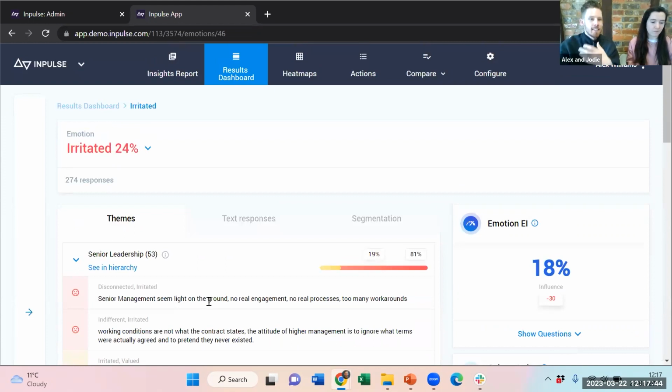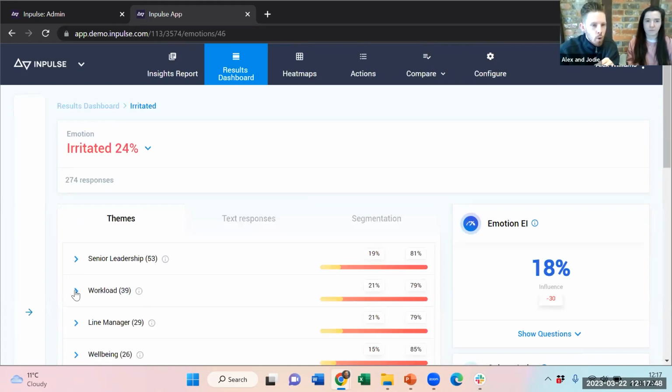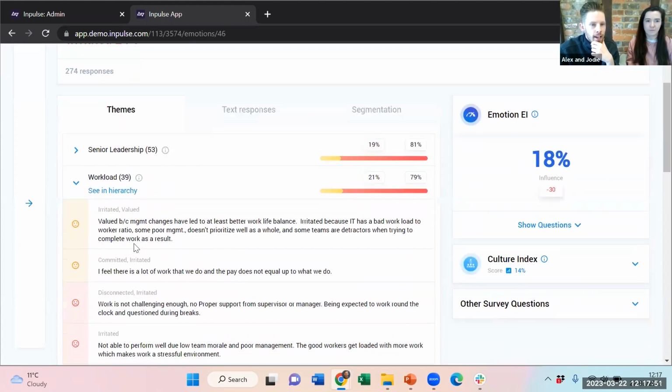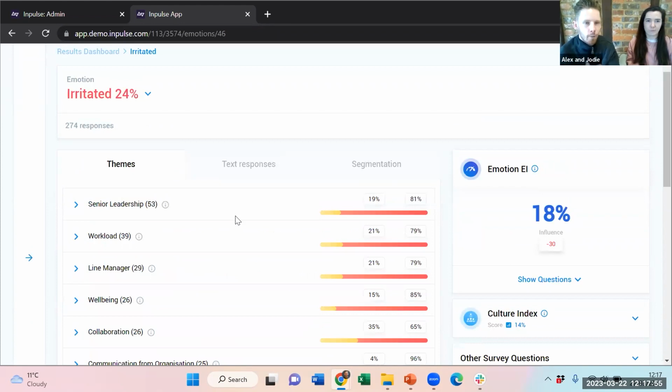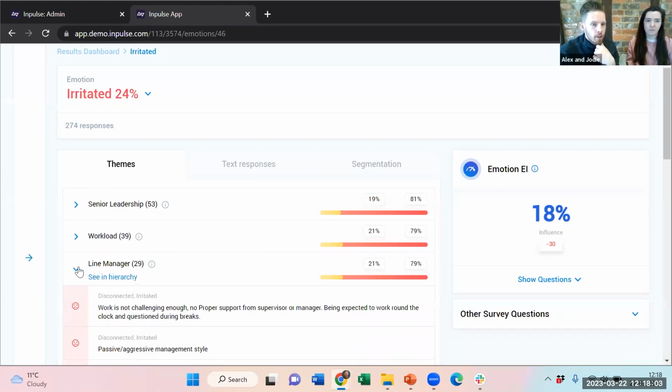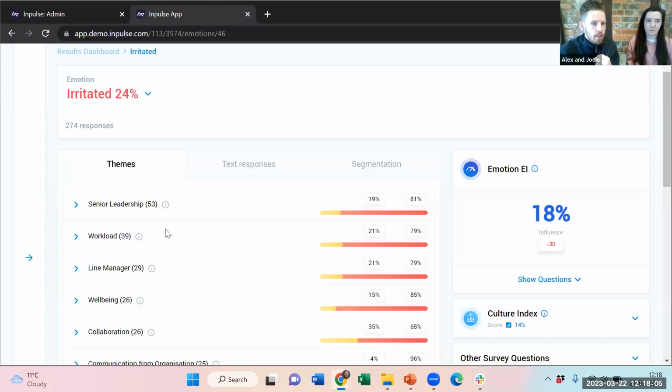So immediately I can see the why of people feeling irritated. It's around senior leadership and it's around workload as well. I can unfold there and have a look into that. Immediately I'm drawn to a focus of what I need to look at: the senior leadership and our workload. Alongside that, line manager, which is going to be around support if I go further into that. So I'm already starting to pull together a bit of a narrative around why people are feeling irritated.